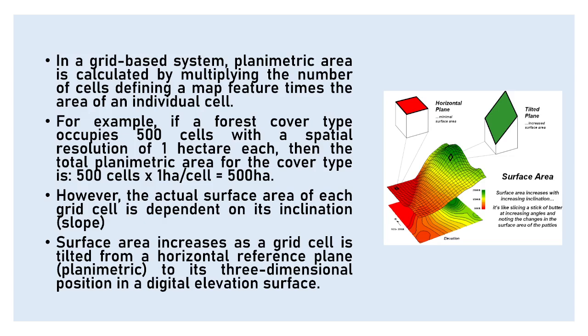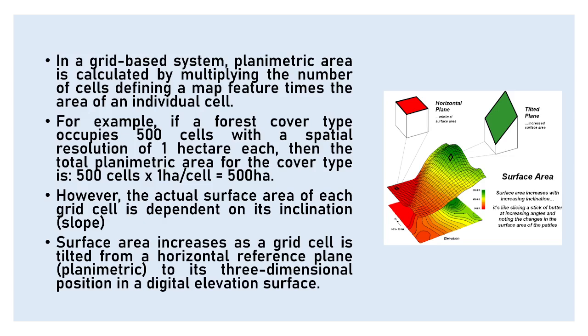In a grid-based system, the planimetric area, the planar area, is calculated like this. If you have a particular feature type, first you see how many cells occupy that particular type. Then you see how much area each cell is covering. So here each cell is covering 1 hectare. So 500 into 1, you get 500 hectare.